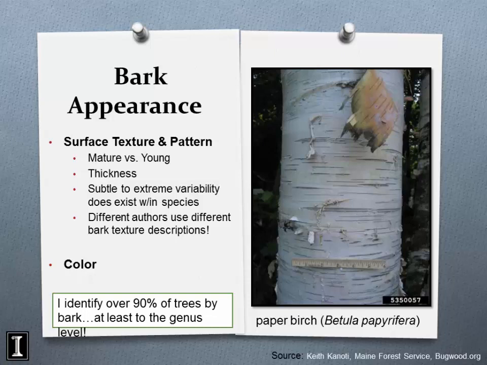Bark thickness plays a role, but as a tree ages, usually the bark thickens, but it's not always the case. Perfect example again is American beech. American beech, the bark is always thin.